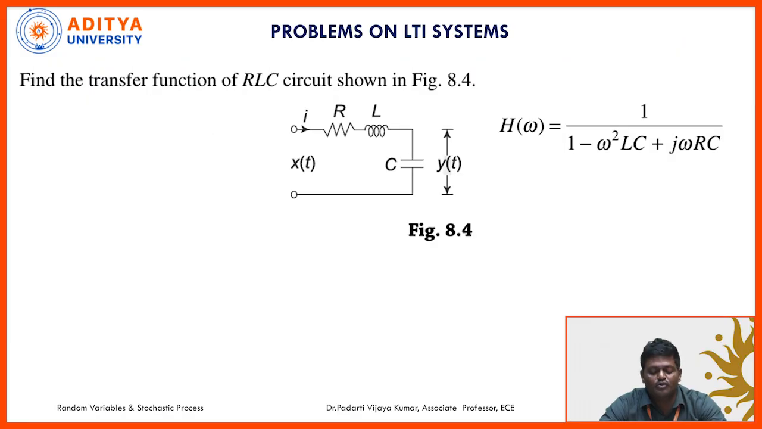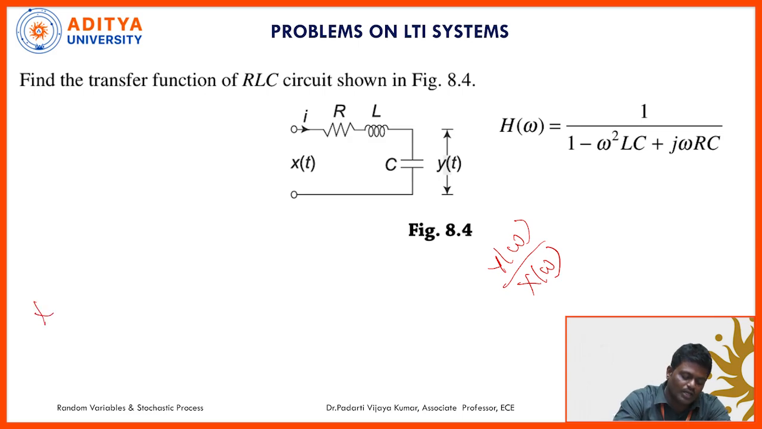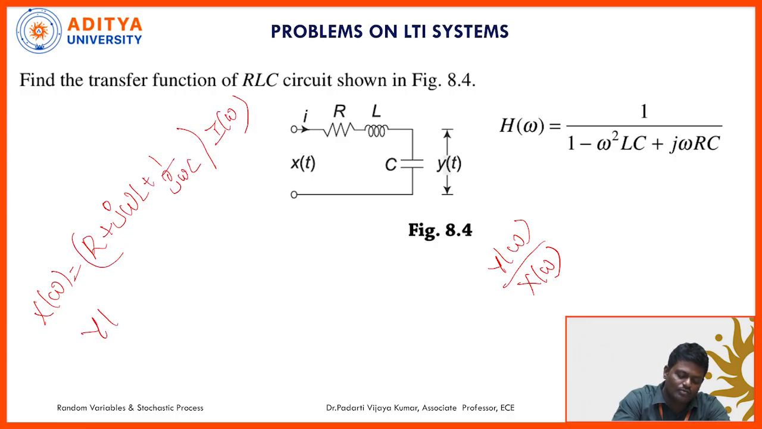And compute the transfer function for an RLC network. The same formula will apply, y of omega by x of omega. So, what is x of omega? Applying KVL, what we will get? R plus j omega L plus 1 by j omega C into I of omega. And what is y of omega? The voltage across the capacitor, 1 by j omega C into I of omega.